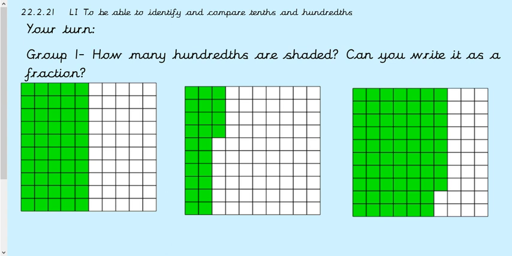So now this one then, how many hundredths are shaded? This one, it would be 1, 2, 3, 4, 5, 50 hundredths. This one is 20, 1, 2, 3, 4, 24 hundredths. And this one is 60, 1, 2, 3, 4, 5, 6, 7, 8, 68 hundredths. So hopefully that was all quite straightforward for you.